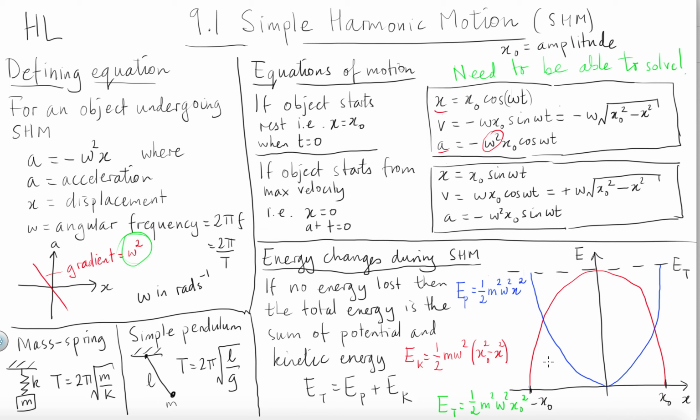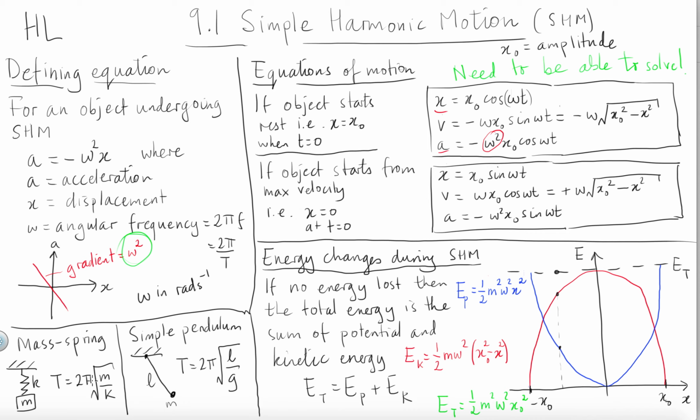And at any point in time, these two will add up. This one plus this one will add up to give the total energy. So ET equals EP plus EK, so the total energy equals the potential energy plus the kinetic energy, and at any one time the potential plus the kinetic will equal the total energy, which is constant if we have no losses in the system, which is what we assume is the case during simple harmonic motion.